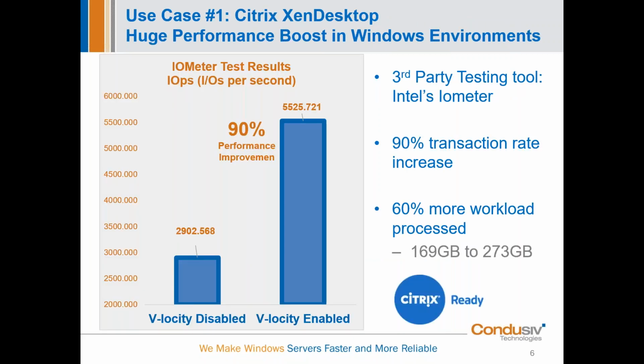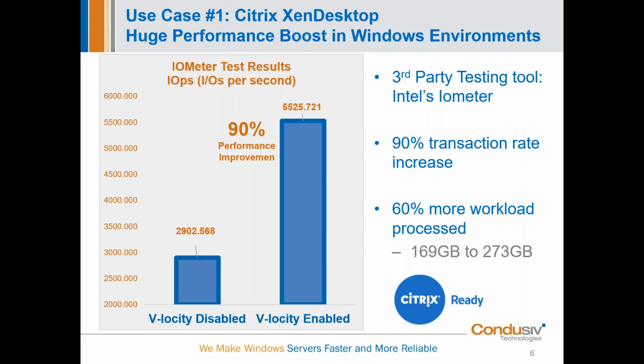Now, let's take a look at what this really looks like in the real world. This is our first use case. I'm going to just touch on this really briefly. This is a chart with just some of the test results that we realized when we were doing our Citrix Ready certification, actually. These benchmarks were done with Iometer. We did these in partnership with Citrix. And we did this on a Windows 10 system running Citrix XenDesktop VDA, both with and without the Condusiv product on it. And with Velocity, the transaction rates increased by over 90%.